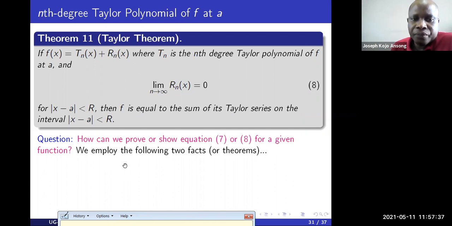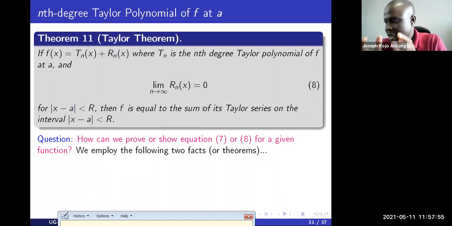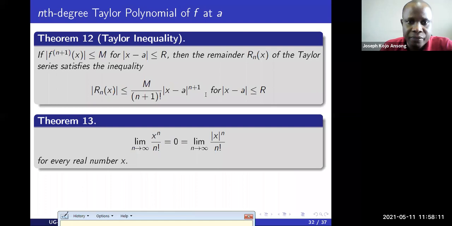So it's very important. So suppose this is true. The question now is, how do I really show that? Given a series, how do I show that the limit as n goes to infinity of Rn is 0? Because I need to be able to show that in order to prove that the given series actually represents the function. Okay, so there are two theorems here that help to be able to do that. One is the Taylor inequality, and the other is a bit simpler, which you can actually prove. Okay, so here is the Taylor inequality that helps you.